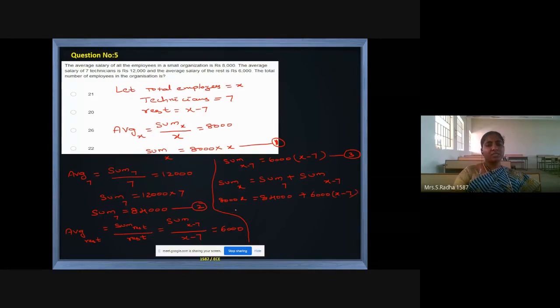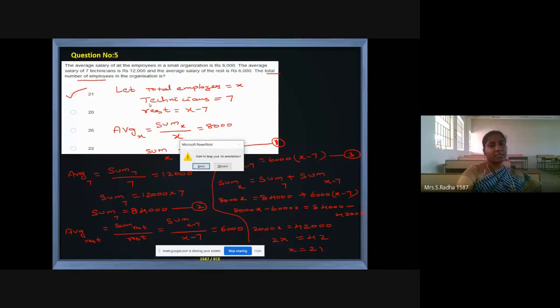Now we have to simplify this and bring all x together. So 8,000x minus 6,000x on the left, and on the right 84,000 minus 42,000. So the left side is 2,000x and the right side is 42,000. The three zeros will cancel: 2x equals 42, so x equals 21. What we assumed as x is the total employees, and they are asking for the total number of employees in the company. So option A is the correct answer.